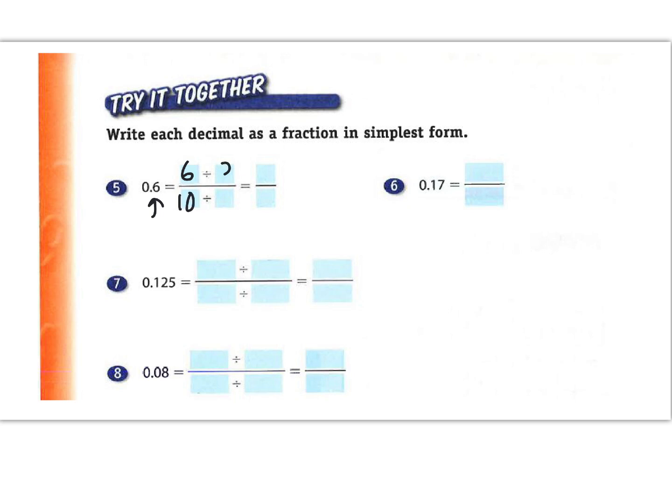We can simplify. These are both even numbers, so they can be divided by 2. 6 divided by 2 is 3. 10 divided by 2 is 5. 6 tenths is the same as 3/5.